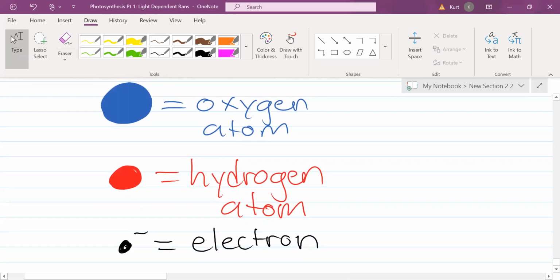Because I know there are students in here and there are students watching that have not taken chem yet, so this may not make all the sense in the world yet. There's some of you that haven't taken chem in 2 years. So this, you may have forgotten. The reason I drew oxygen a little bit bigger is because oxygen has a bigger atom. It's 8 protons, 8 electrons. A hydrogen is 1 proton, 1 electron. So oxygen is just bigger.